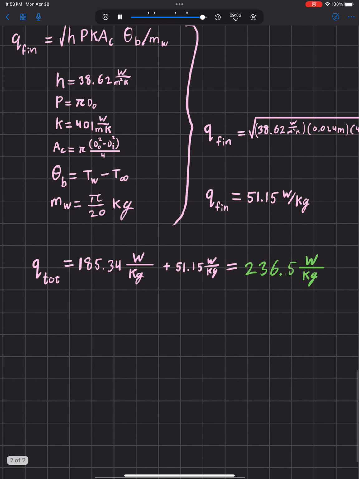And so for Q total, you have 185.34, which is again from the per mass water, plus the fin. And so you get 185.34 plus 51.15 watts per kilogram, which gets you your total for part B as 236.5 watts per kilogram.